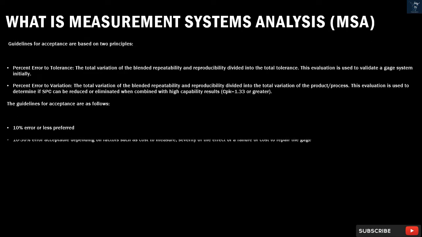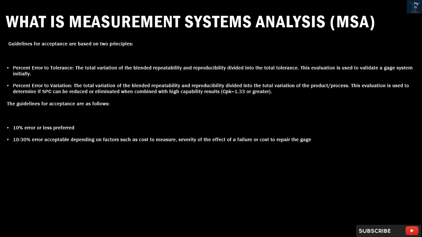Guidelines for acceptance are based on two principles: percent error to tolerance, the total variation of the blended repeatability and reproducibility divided into the total tolerance. This evaluation is used to validate a gauge system initially. Percent error to variation, the total variation of the blended repeatability and reproducibility divided into the total variation of the product process. This evaluation is used to determine if SPC can be reduced or eliminated when combined with high capability results, CPK equals 1.33 or greater.